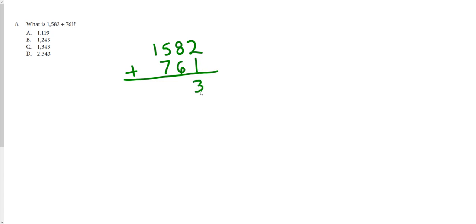2 plus 1, we get 3. 8 and 6, we get 14. Carry the 1 over. 1 and 5, we get 6. 6 and 7, we get 13. Carry the 1. 1 and 1, we get 2. No decimal places this time, so that's just our answer. After every 3 numbers, we add a comma, sorry, not a decimal. And we get our answer there. We had the comma, right?